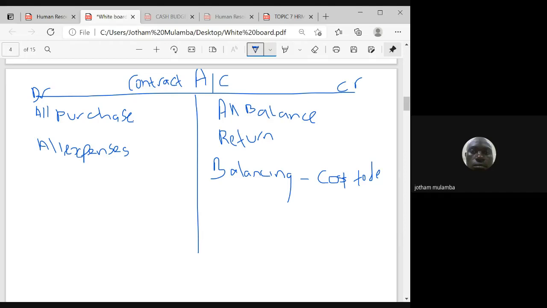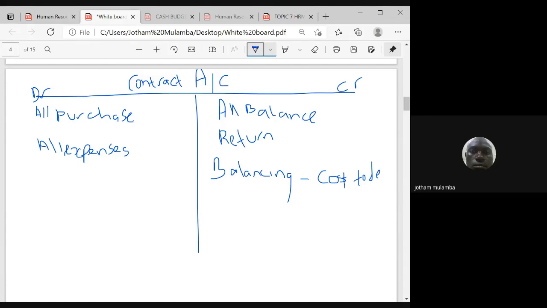And I said on the credit side, we record all balances. If we bought some materials, and by the end of the year we have not utilized all the materials, that value of the material that's still in our store, we record on the credit side. Then we also record all returns. If there is any machine that we bought for the purpose of the contract, but it has been returned to the central store, returned to the company, we record it on the credit side.